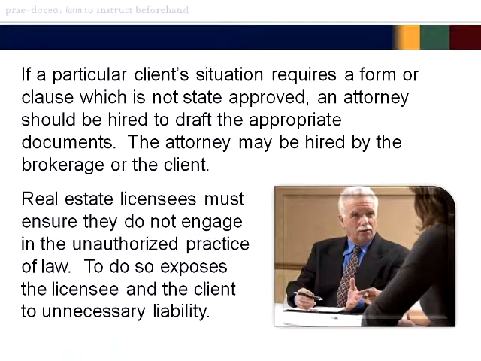If a particular client's situation requires a form or clause which is not state-approved, an attorney should be hired to draft the appropriate documents. The attorney may be hired by the brokerage or the client. Real estate licensees must ensure they do not engage in the unauthorized practice of law. To do so exposes the licensee and client to unnecessary liability.